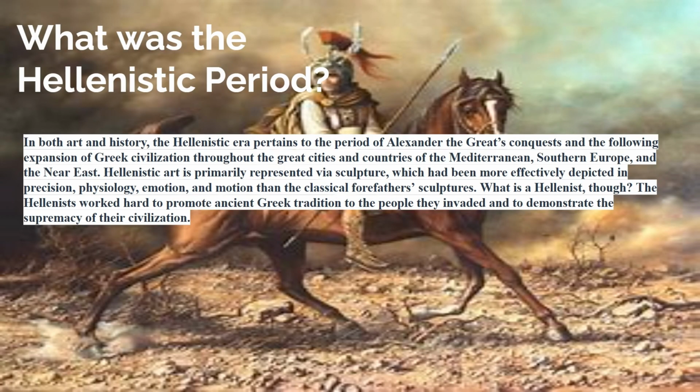What was the Hellenistic period? In both art and history, the Hellenistic era pertains to the period of Alexander the Great's conquest and the following expansion of Greek civilization throughout the great cities and countries of the Mediterranean, Southern Europe, and the Near East. Hellenistic art is primarily represented via sculpture, which has been more effectively depicted in precision, physiology, emotion, and motion than the classical forefather sculptures.